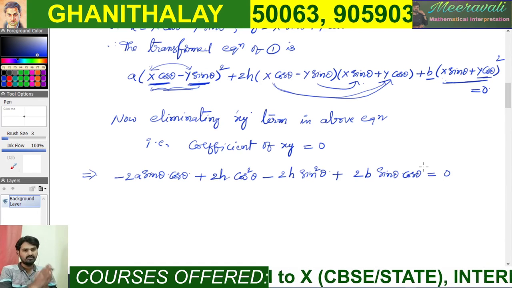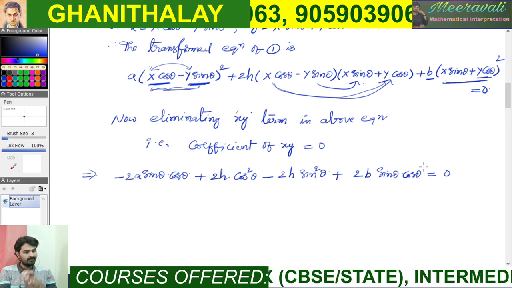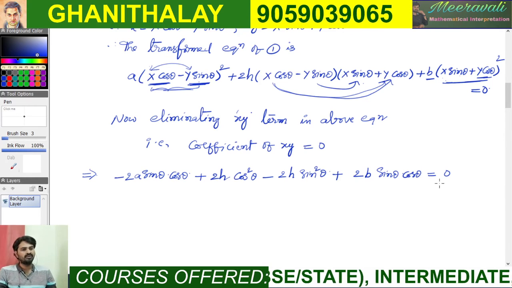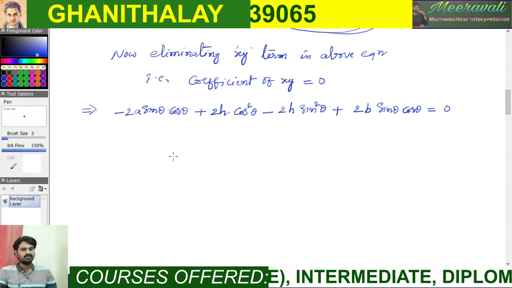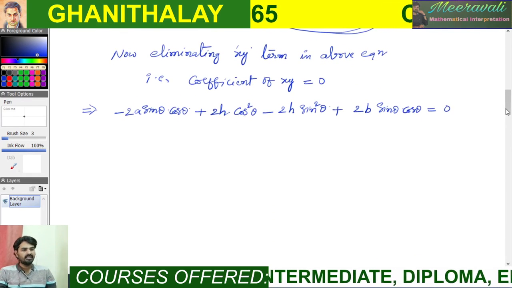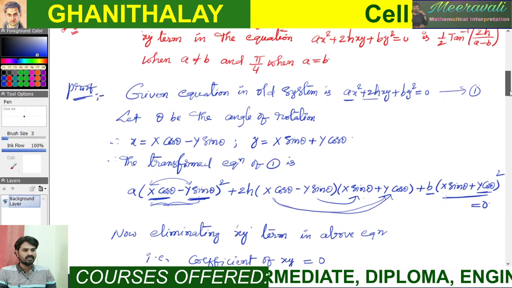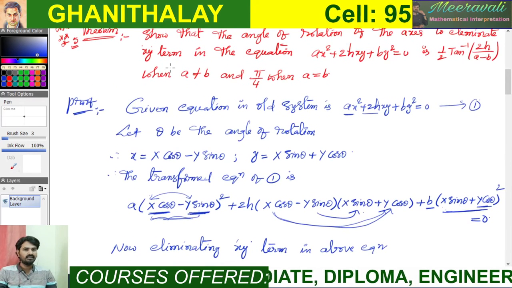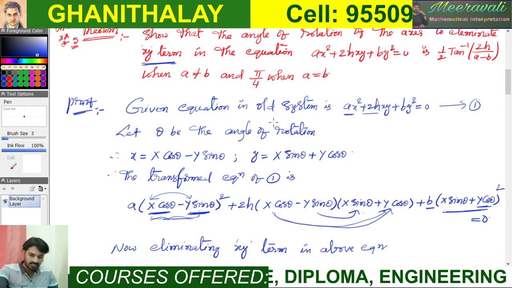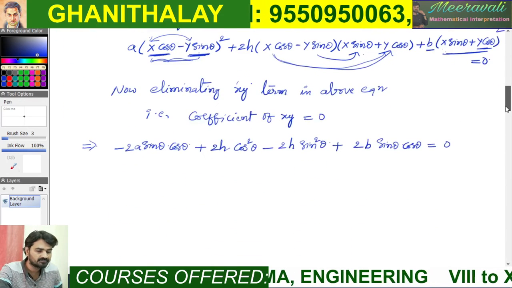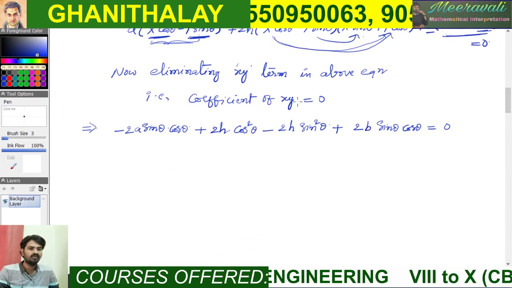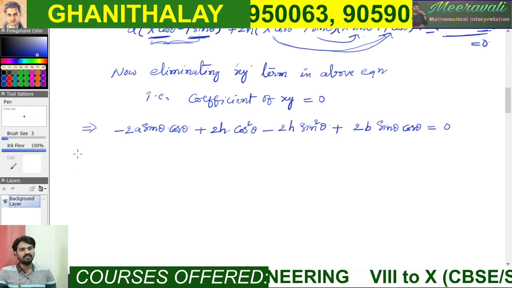Only the x into y coefficient you have to take, and that will be equated to 0. You will get this step. Okay students, next one. To eliminate the xy term in the given problem, eliminating the xy term means we can take the xy term and its coefficient will be equated to 0. You will get this answer.